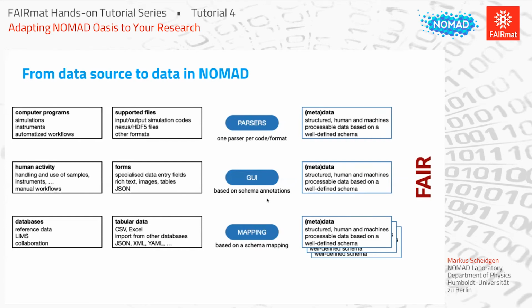and how does this information need to be structured? And then for the last part, for the mapping part, the schema is also very important because this is then all about mapping, right? If you want to import something from a different database, what was the schema on this side? What is the schema on the NOMAD side? How can we translate the data?